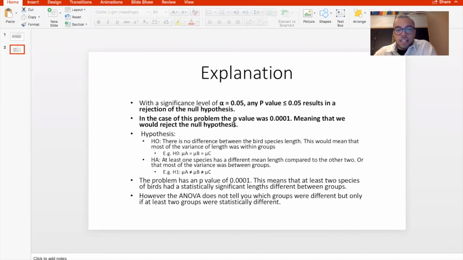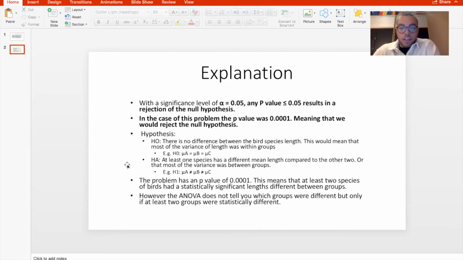Using a significance level of 0.05, we know that any p-value less than 0.05 results in a rejection of the null hypothesis. In the case of this problem, the p-value was 0.0001. That means that we would reject the null hypothesis. In this case, the null hypothesis would be that there's no difference between the bird species lengths, and that most of the variance of length would be within the groups. So the mean values A, B, and C would be equal to one another.